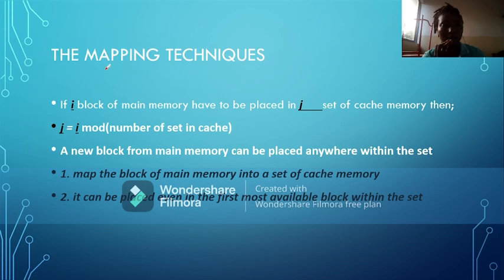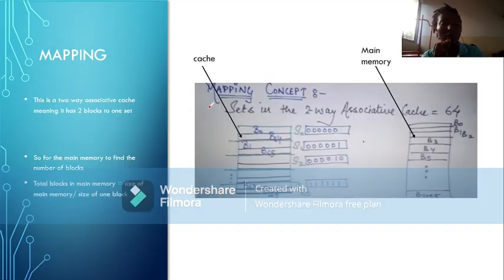Now we are going to look at the mapping techniques. If block I of the main memory has to be placed in set J of the cache memory, then J is equal to I mod the number of sets in the cache. A new block from main memory can be placed anywhere within the set. One, map the block of the main memory to the set in the cache memory. And two, it can be placed in the first available block within the set. So we're actually going to do the mapping of the set associative cache.